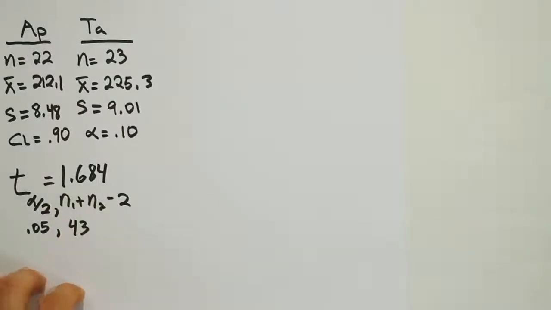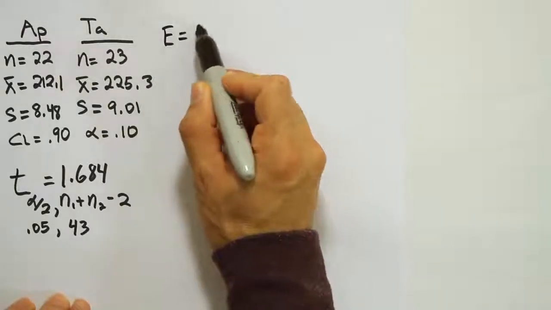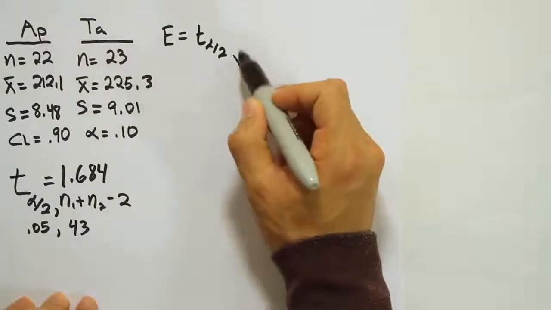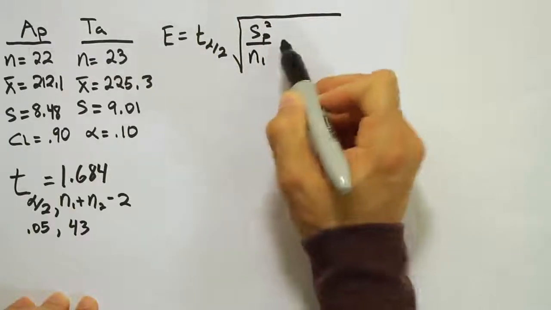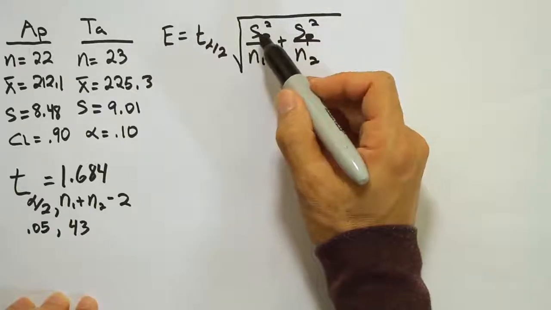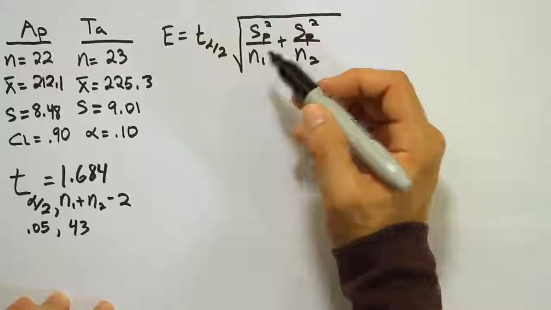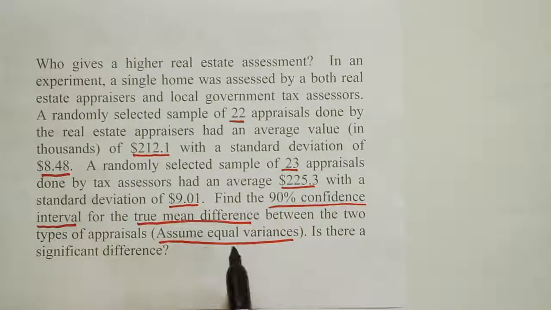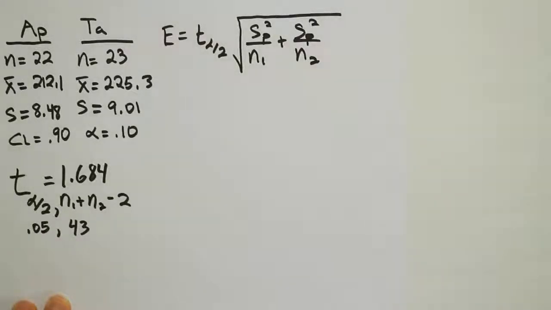All right, now that we have that value, let's go ahead and plug it into our margin of error formula. Our margin of error formula is E equals t alpha/2 times the square root of sp squared over n1 plus sp squared over n2. Remember, it's sp because we're dealing with a pooled estimator, and this comes from the statement in the problem that said, assume equal variances. Because they asked us to assume equal variances, we're going to use the pooled estimator, sp squared.